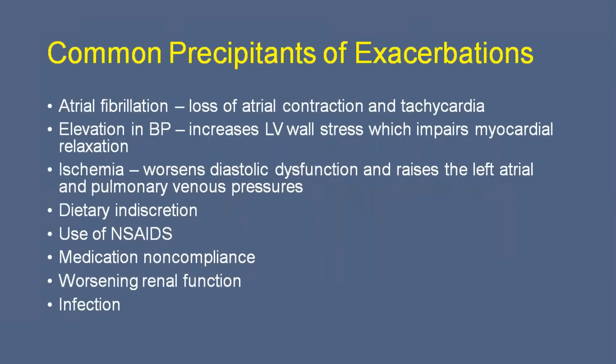What are the common precipitants of exacerbation? Atrial fibrillation: the normal, regular, coordinated, sequential rhythm of the atria is lost, that is loss of atrial contraction and tachycardia. Elevation in blood pressure increases LV wall stress and impairs myocardial relaxation. Ischemia worsens diastolic dysfunction, so it raises the left atrial and pulmonary venous pressure. Dietary indiscretion, use of non-steroidal anti-inflammatory drugs, medication non-compliance, worsening renal function, and infection.